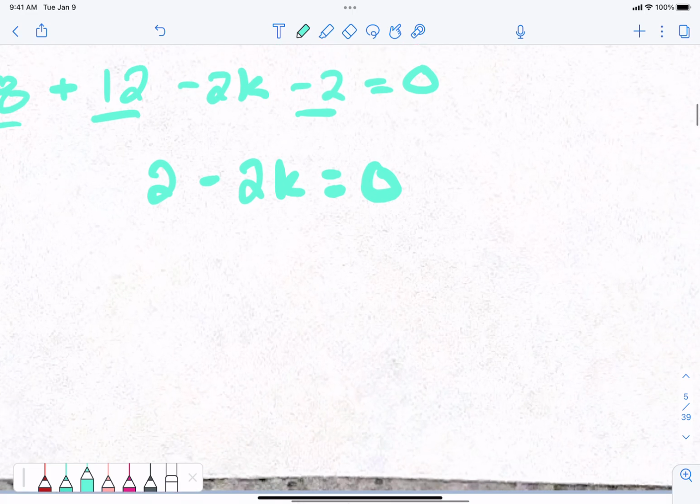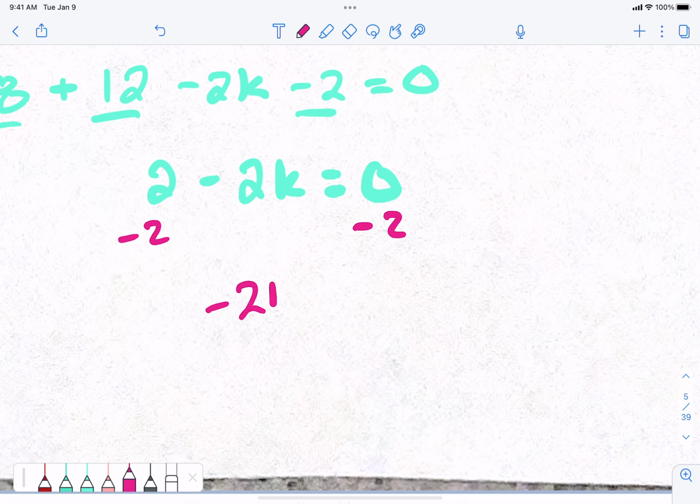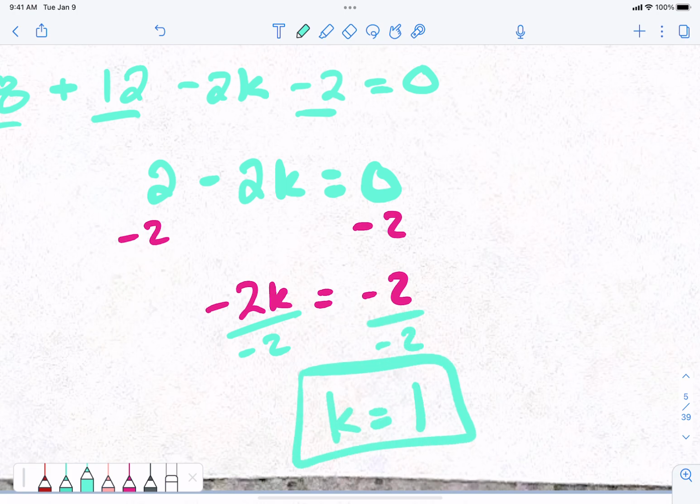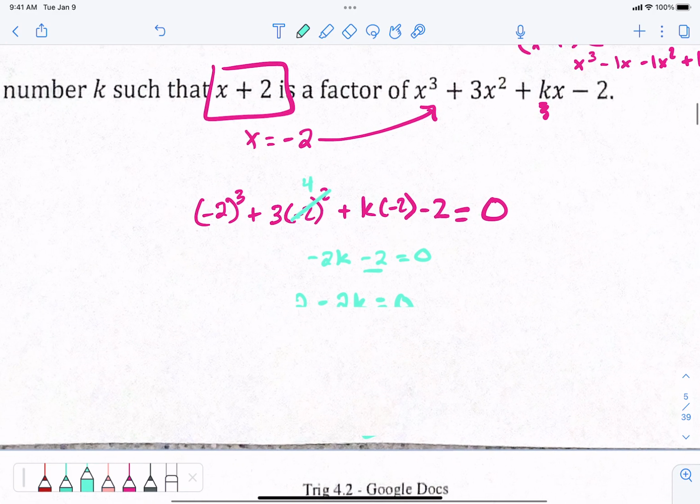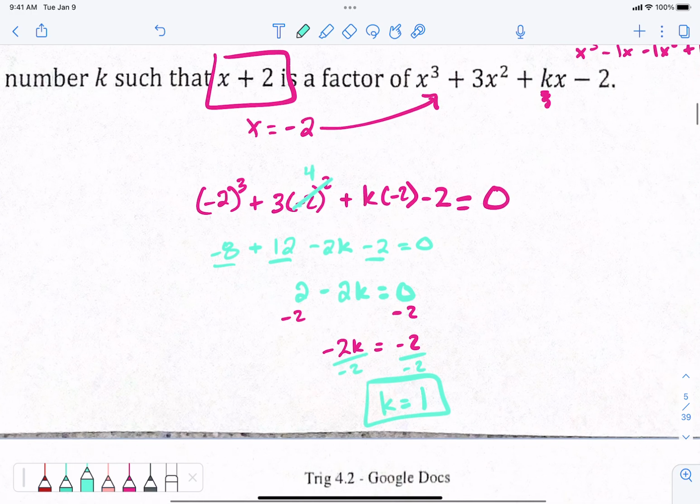Okay, then what would you like to do? Subtract 2 over. Subtract this 2, okay? So -2k equals -2. And then shall we divide by -2? Yes, ma'am. K equals 1. So k has to be 1. Does that make sense that we set it equal to 0? If it has to be a factor, we plug it in, that means it equals 0, right? Okay, I like that question. That was kind of a fun puzzle question.